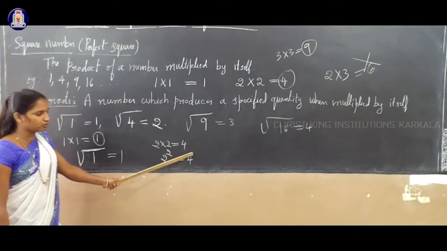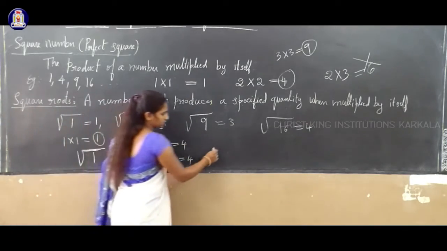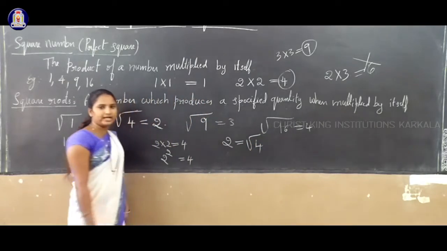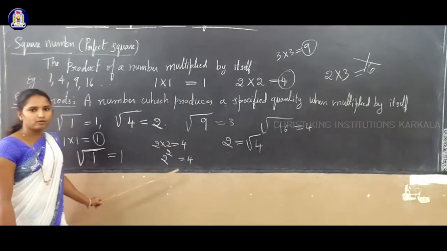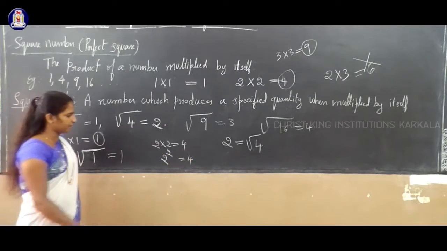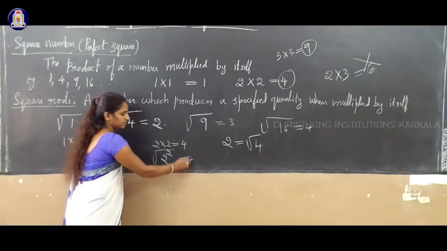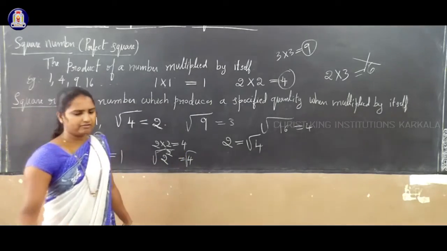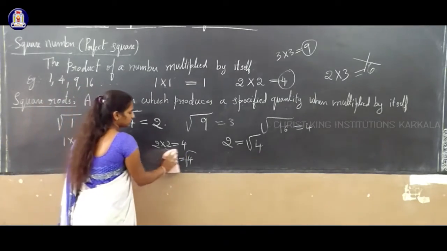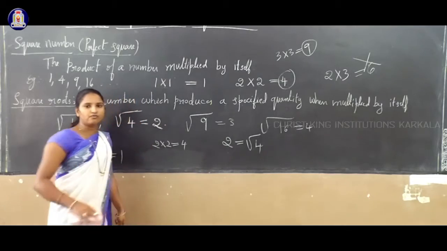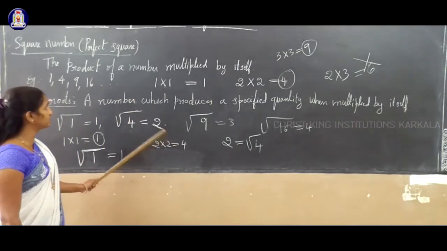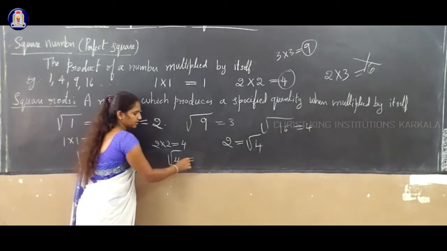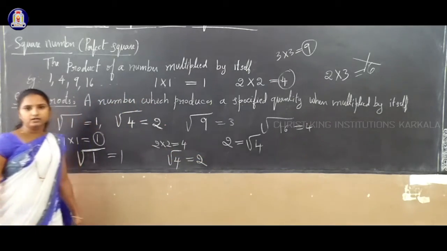This square will change into a square root. So 2 is equal to root 4. Or we can say that taking the square root on both sides, the square root and the square get cancelled, then we get 2 equals root 4. Or we can understand that 2 into 2 is 4. So 4 is a perfect square, right? So this root 4 is 2.